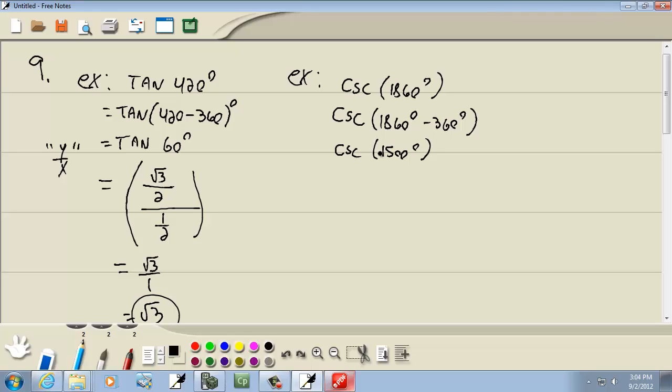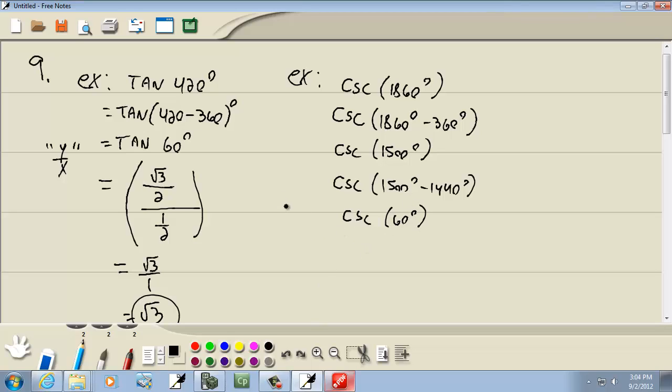Now actually, it'd be kind of painful to sit there and keep on subtracting 360 degrees. So you can subtract multiples of 360. So let me figure out what that would be. 1440. Okay. So I'll subtract 1500 minus 1440, and I get cosecant of 60 degrees.